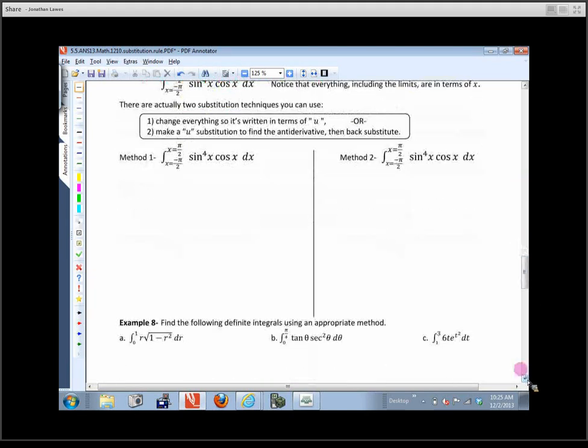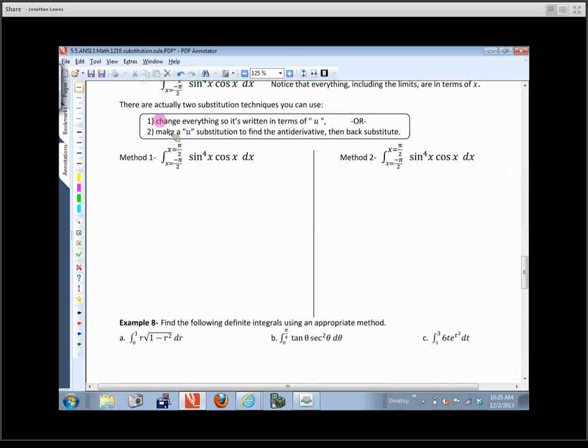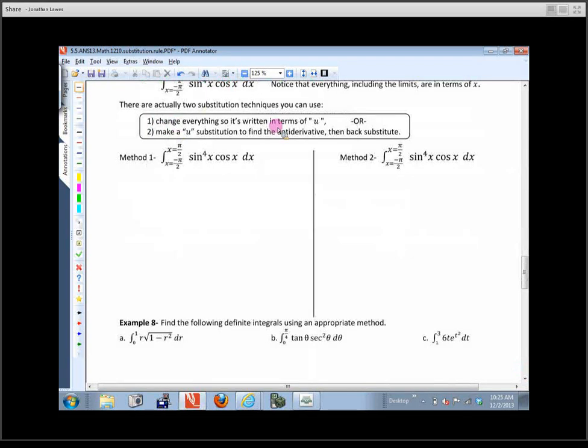Okay, the first technique is change everything so that it's written in terms of the new variable u. Which is the one that I like and I think most people like and I think most of the time works out the best. Or if you really like doing it this way, I'll run into maybe 20% of the people that they like doing the substitution technique, but then they like to change back to the original variable. I'm going to show you both, and I'm going to show you why I like changing everything in terms of this new variable.